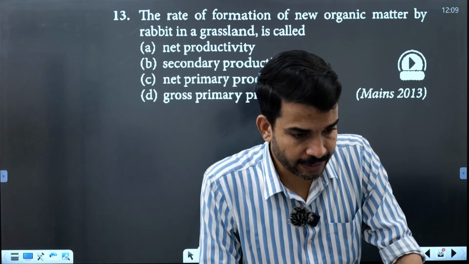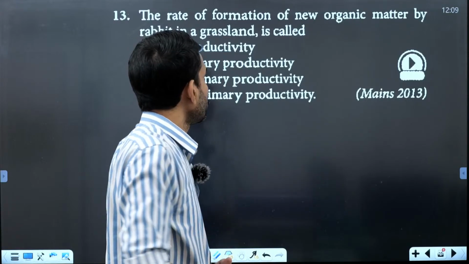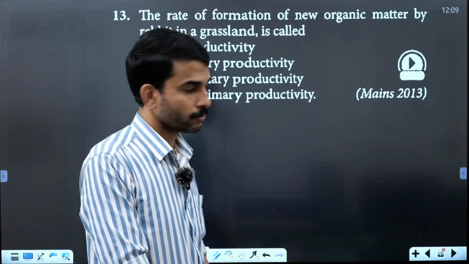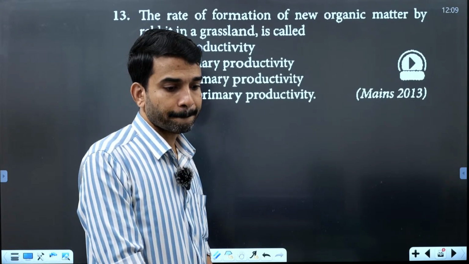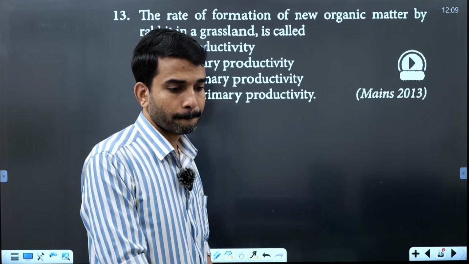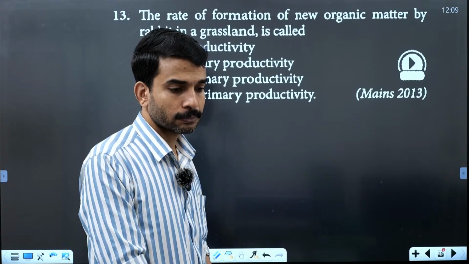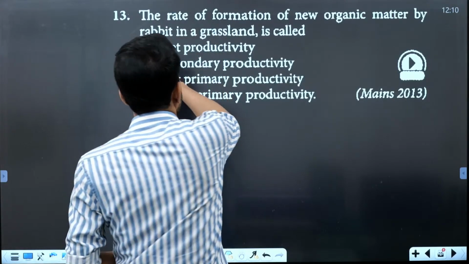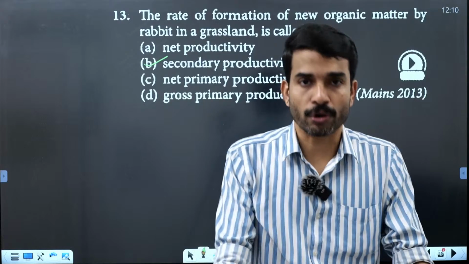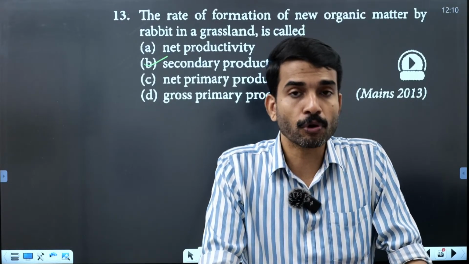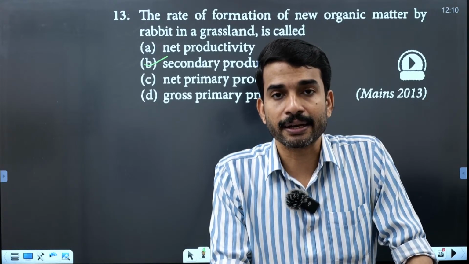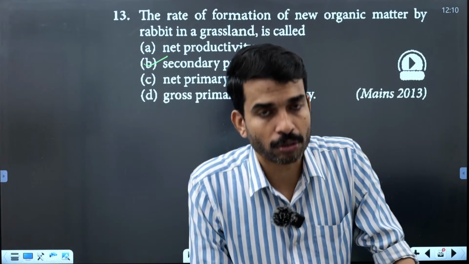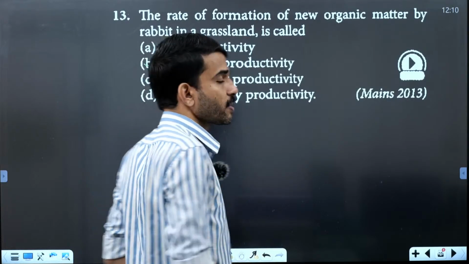Somebody has guessed it, I believe. Okay, your answer is right. That is what we call secondary productivity. Rabbit means what? It's a herbivore. Herbivore means it's a consumer. Whether it is a herbivore or carnivore, we will classify them under the category consumer. So if a consumer is synthesizing some organic matter or energy, we call it secondary production, or its rate is what we call secondary productivity. So our answer is supposed to be box.